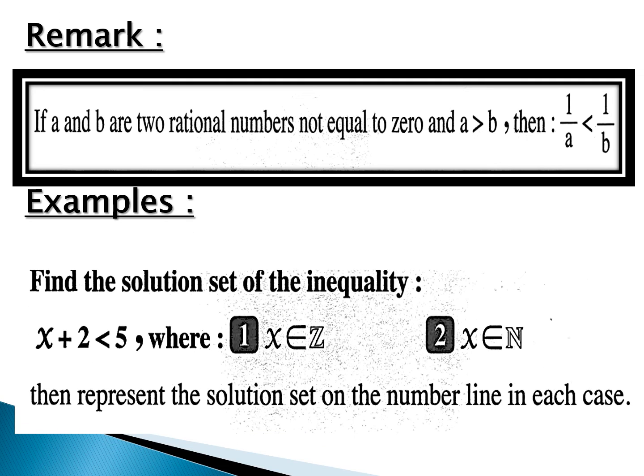First example, find the solution set of the inequality x plus 2 less than 5, where the first case is x belongs to Z, the second case x belongs to N, and we know that Z is the set of integers and N is the set of natural numbers, and represent the solution set on the number line.